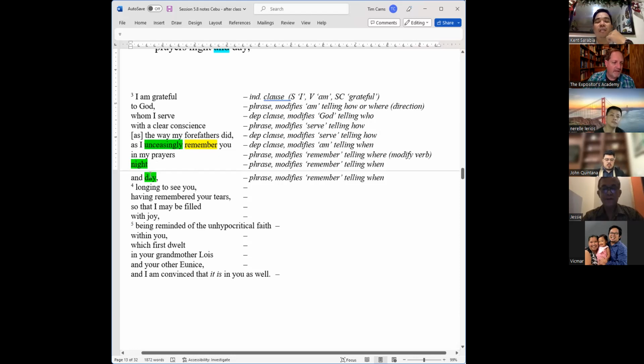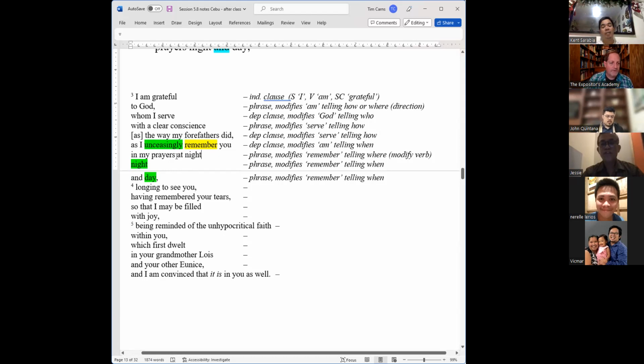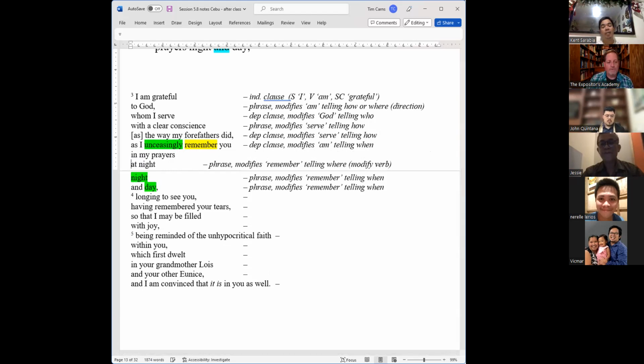Okay, but because night and day express a time telling when, I put it on a separate line because it doesn't go within my prayers. It's actually describing a time. He could have said in my prayers at night, right? Then we would have said, oh, there's the preposition at, that we would have put on another line, right? Because of the preposition. But actually it's describing a time, isn't it? Or he could have said in the night, at night, it's the same reason.